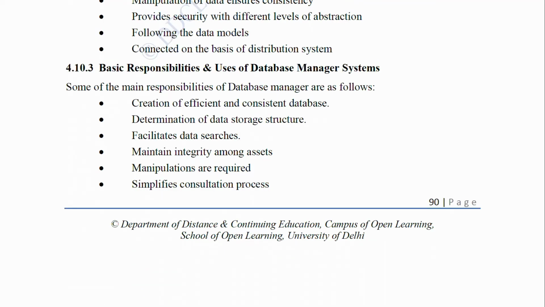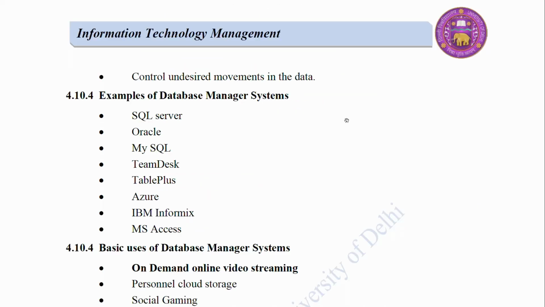4.10.3 Basic responsibilities and uses of database manager systems. Some of the main responsibilities of database manager are as follows. Number 1. Creation of efficient and consistent database. Next, determination of data storage structure. Next, facilitates data searches. Next, maintain integrity among assets. Next, manipulations as required. Next, simplifies consultation process. Next and the last is control undesired movements in the data.